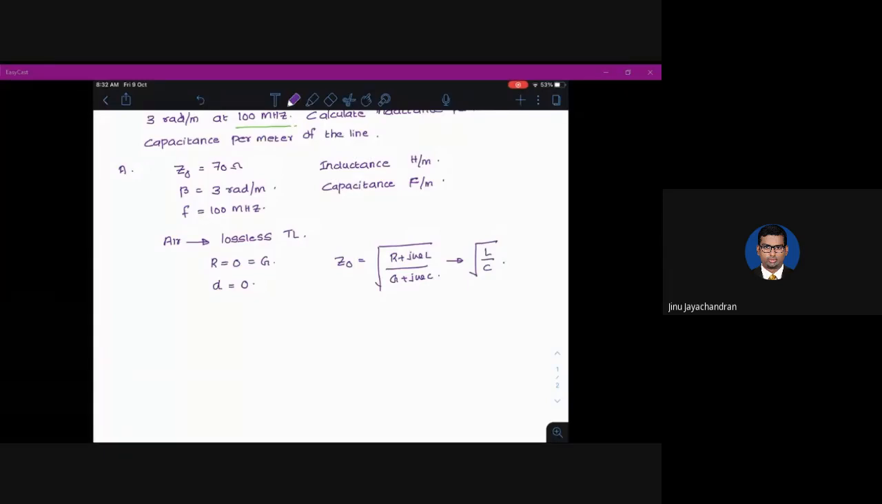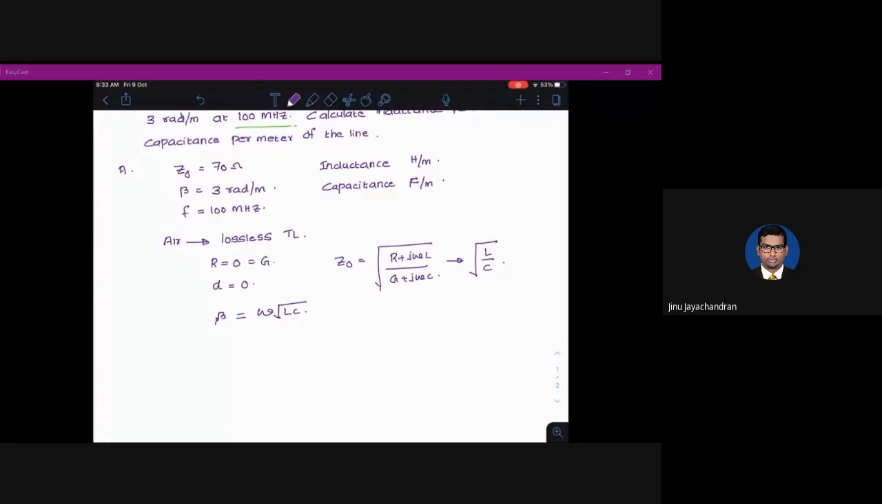Okay, and beta, we have already seen that the expression for beta for a lossless transmission line is omega into root over LC. This is why I am saying that make sure you have a sheet of paper in which you have written all the equations, because whenever you want to use it, you can always use it. If you want to know how this is derived, you can go back to our lecture and see how it is derived.